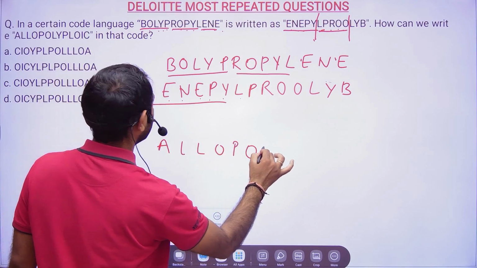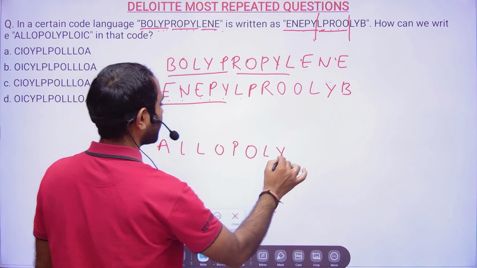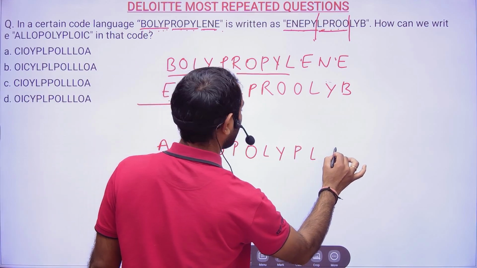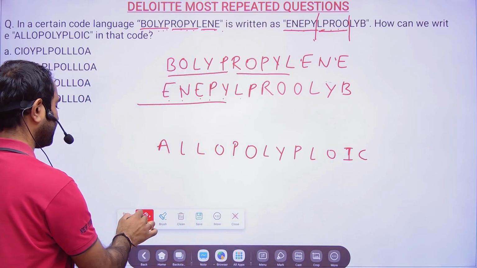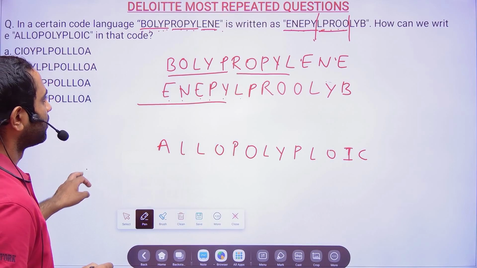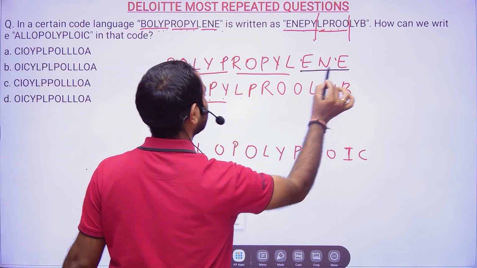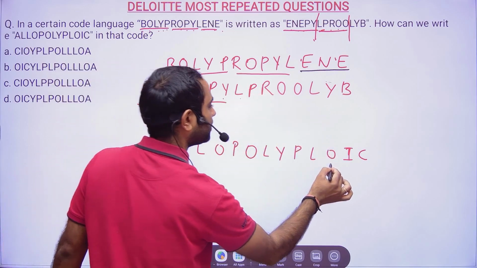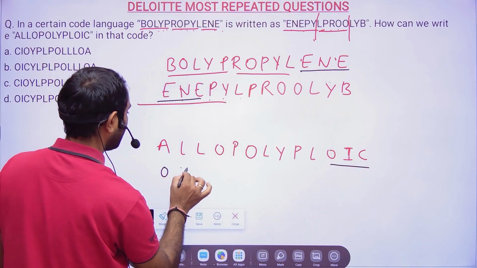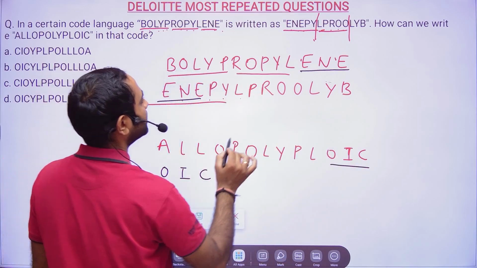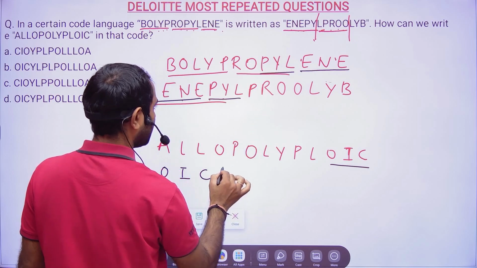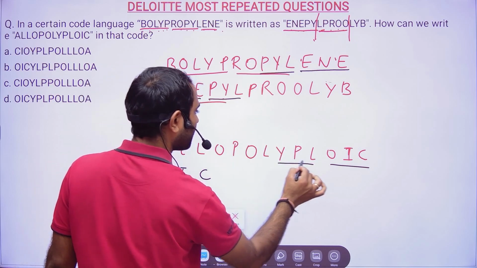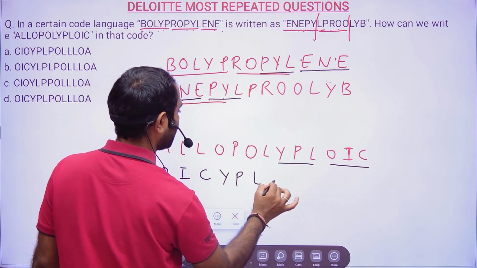P, O, L, Y, P, L, O, I, C. No problem. So first try to understand what is the logic behind this. So you see E, N, E and E, N, E. So this first is written here O, I, C. Then next you see P, Y, L. So this is P, Y, L. So here next is nothing but Y, P, L. So Y, P, L. Okay.